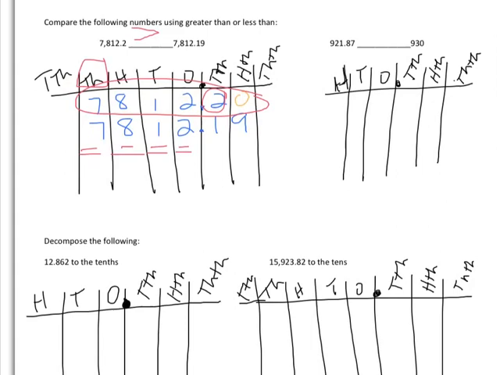Our second problem, we have 921 and 87 hundredths and 930. We start at our largest place value, which is our hundreds place. 9 and 9 are equal. 2 and 3, we have a greater number, meaning that is our greater number. 930 is going to be the greater number, so to read this correctly, 921 and 87 hundredths is less than 930.